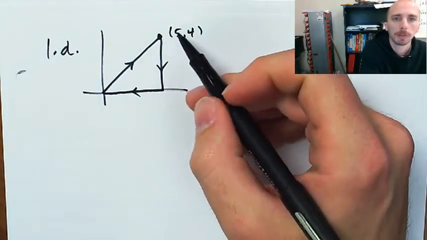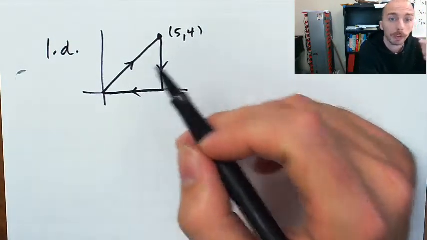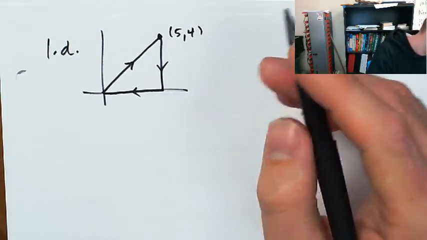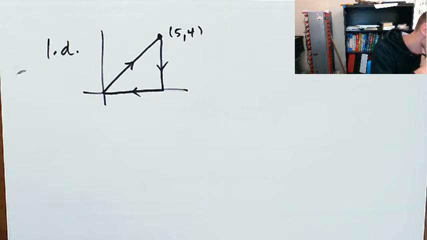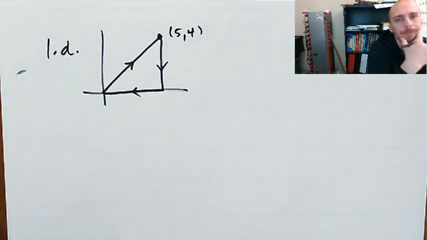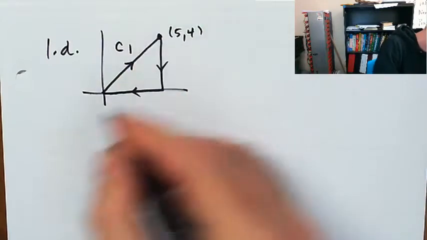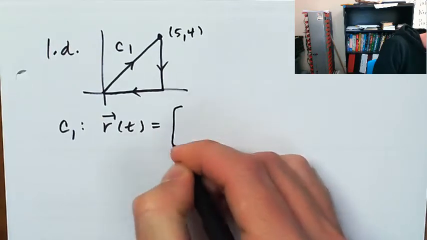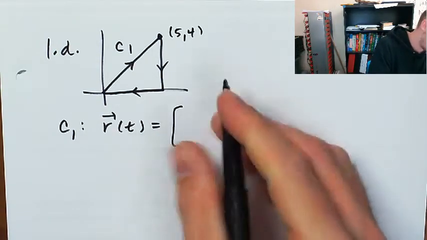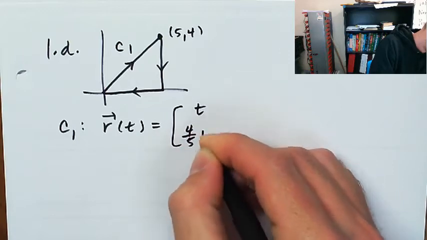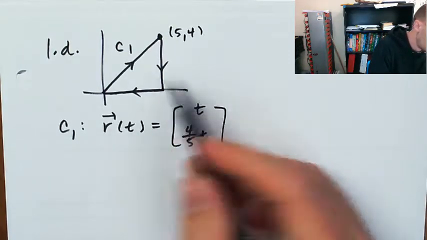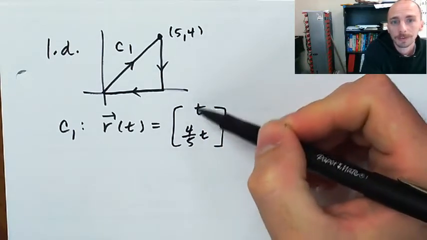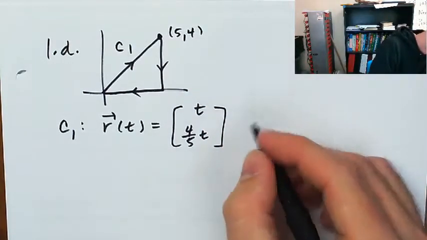Okay, if it goes to the point where x is 5 and y is 4, that line is y equals 4/5 of x. And I think what I'm going to do is I'm just going to call x t and y 4/5 of t. So this will be my first piece of curve. C1 will be r of t is t and 4/5 of t. And since x goes from 0 to 5 and t is x, I'm just going to let t go 0 to 5.